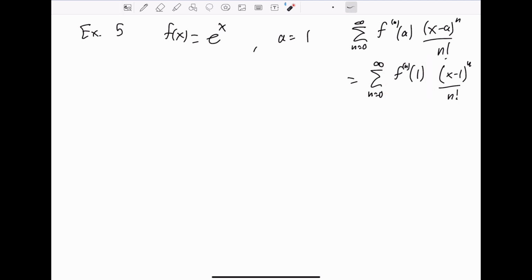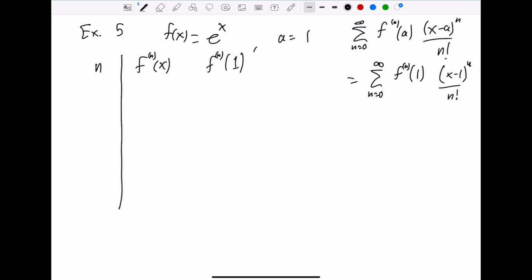So just like we did with example 3, we will set up a table to try to find an expression for the nth derivative when x equals 1. So we'll look at the nth derivative in general, and then we'll look at the nth derivative at a equals 1, the place that we center. And we just need to take enough values here so that we can notice a pattern. So we'll go n equals 0, 1, 2, 3. I think we'll notice a pattern if we go that far.